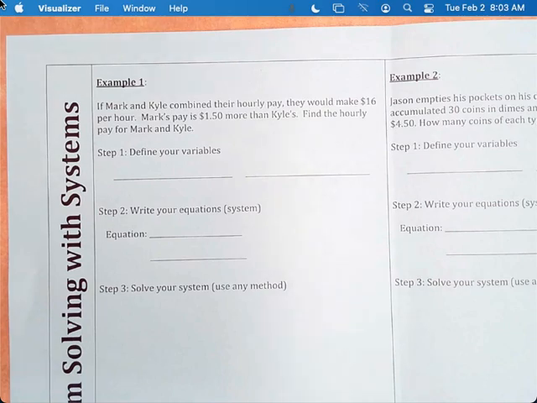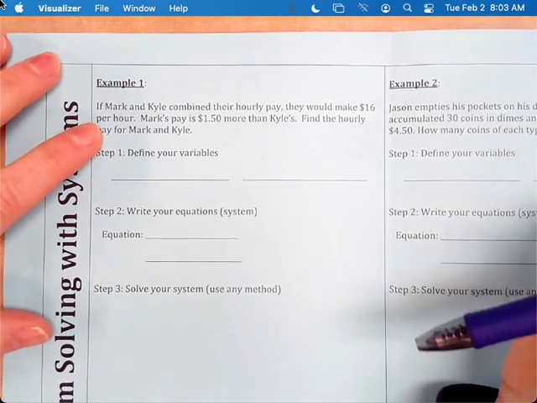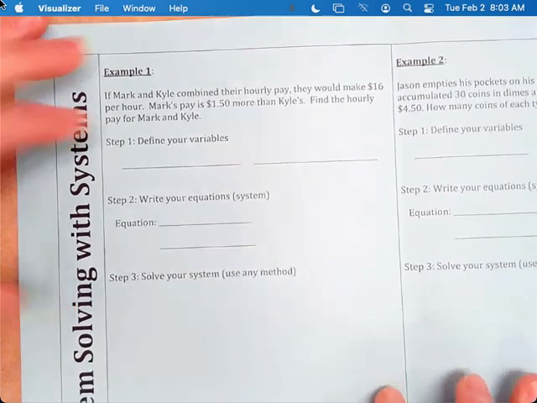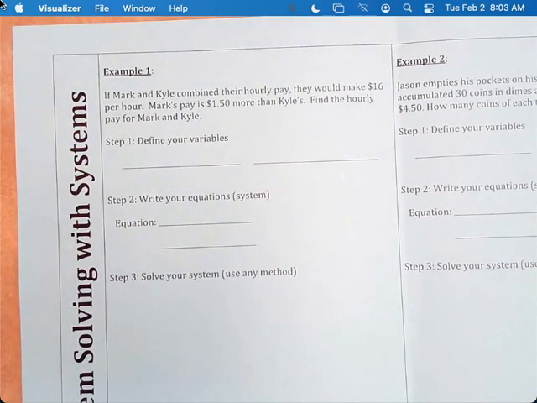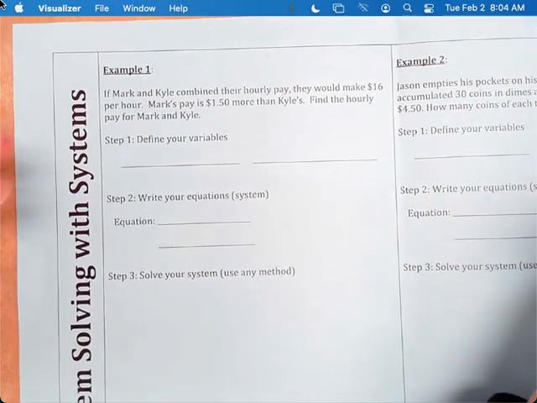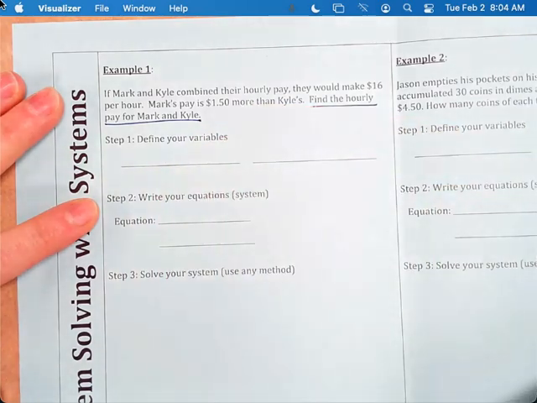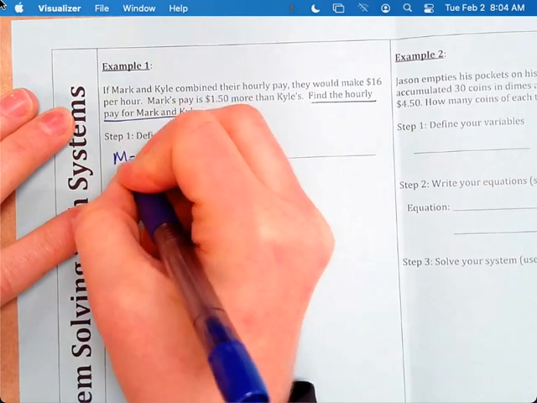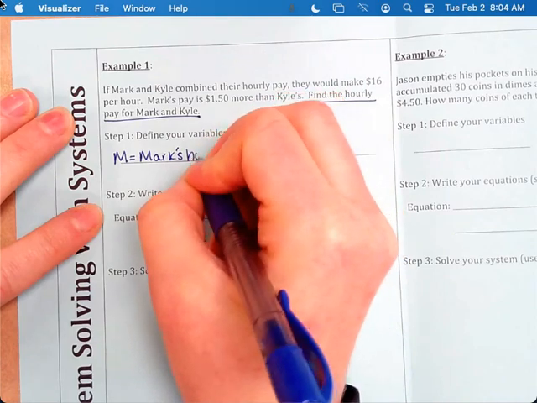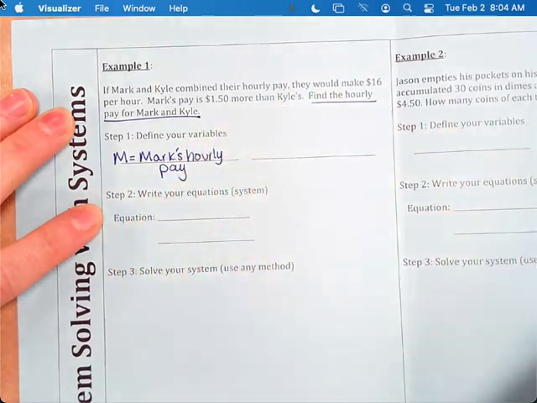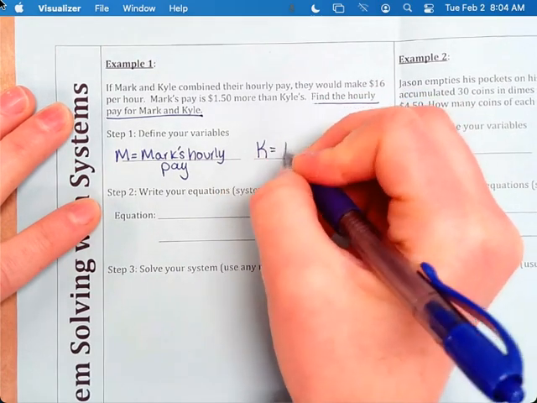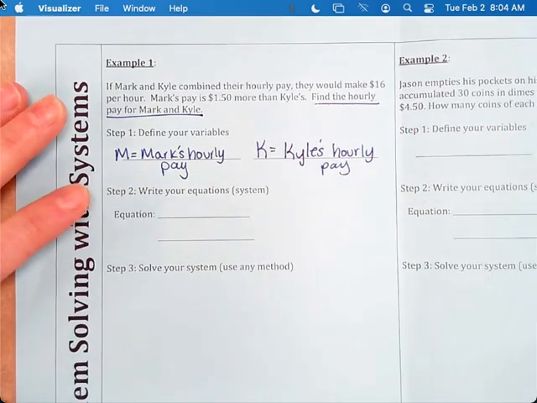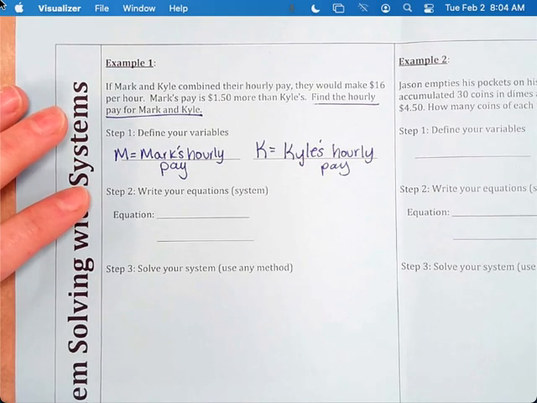If Mark and Kyle combine their hourly pay, they would make $16 per hour. Mark's pay is $1.50 more than Kyle's. Find the hourly pay for Mark and Kyle. So step 1 is to define your variables. Usually you can look at the very end of your word problem. So find the hourly pay for Mark and Kyle. So that would be your variables. So I'm going to say M is Mark's hourly pay. So then K would be Kyle's hourly pay. So we have M and K.